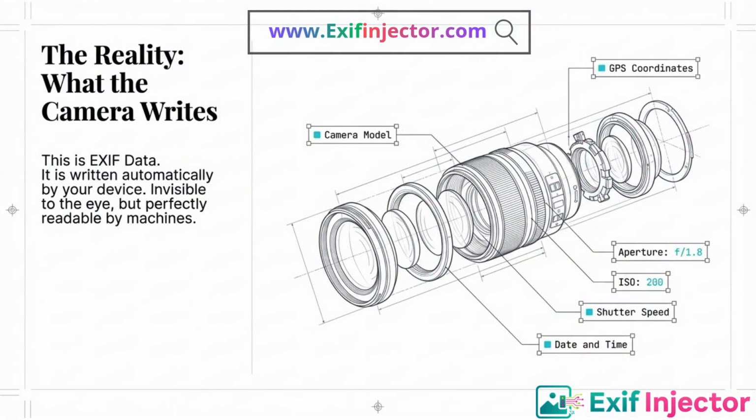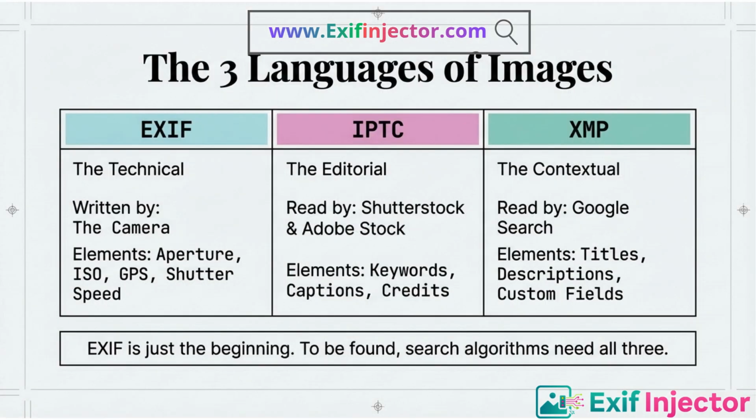The reality, what the camera writes. This hidden data is called EXIF, Exchangeable Image File Format. Your camera writes it automatically. GPS coordinates, camera model, aperture, ISO, shutter speed, date and time. All of it recorded into the file at the moment of capture, invisible to the human eye, but perfectly readable by machines.